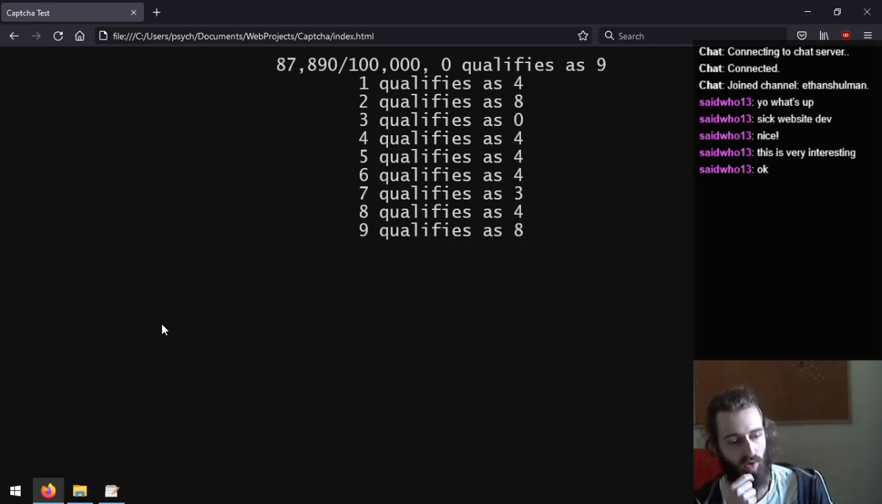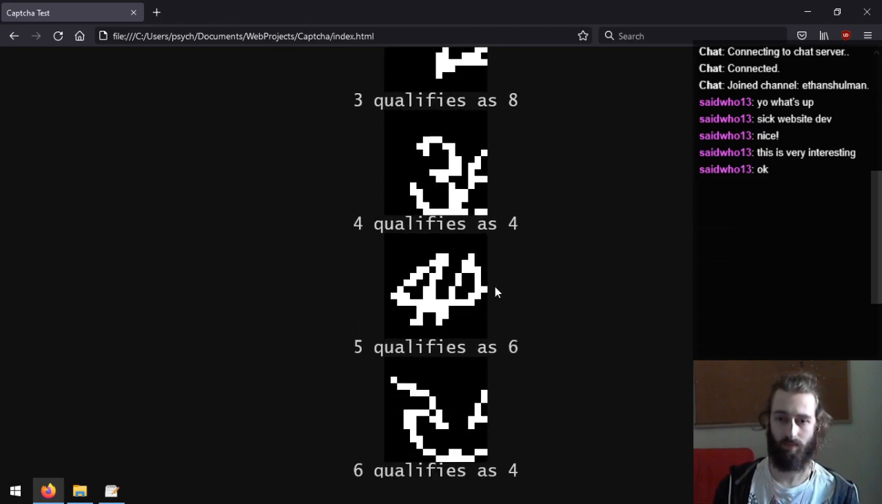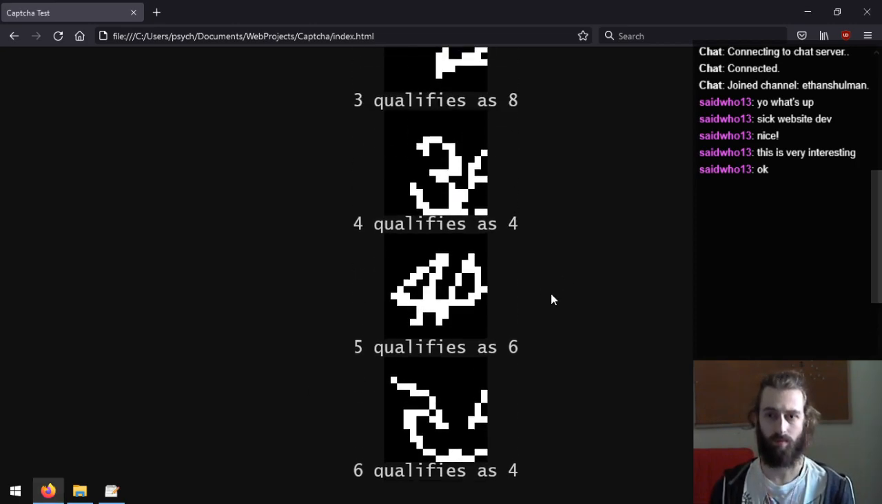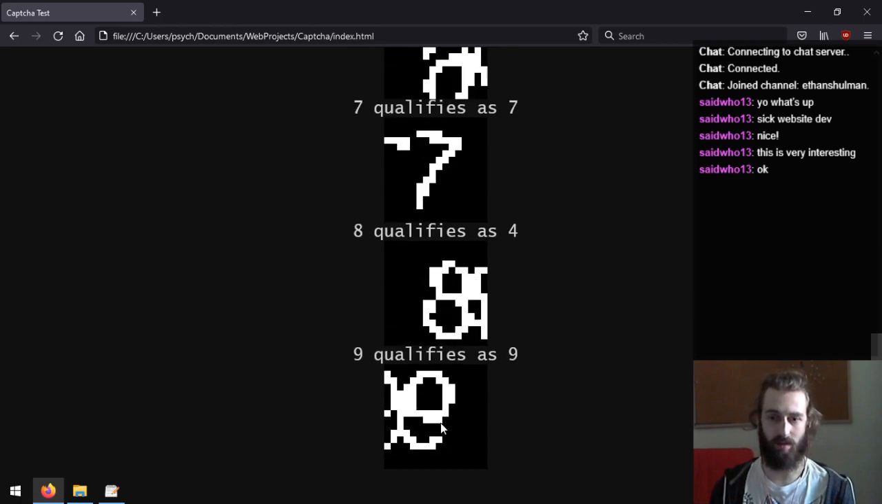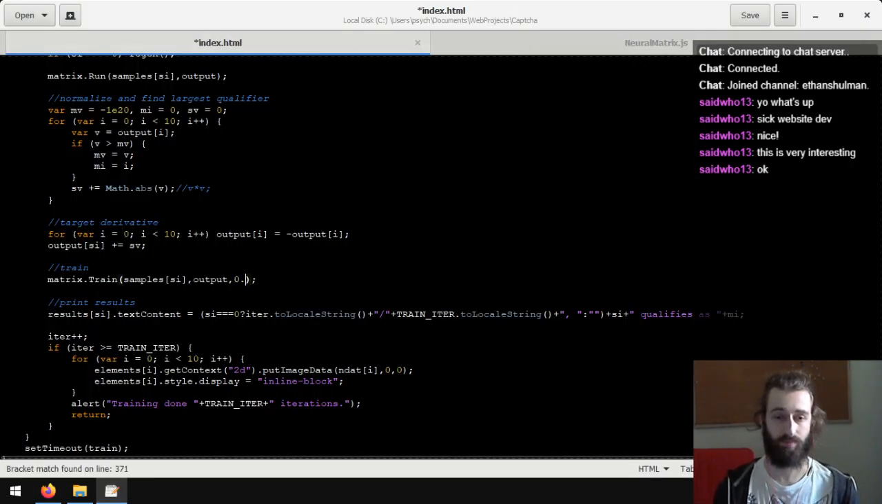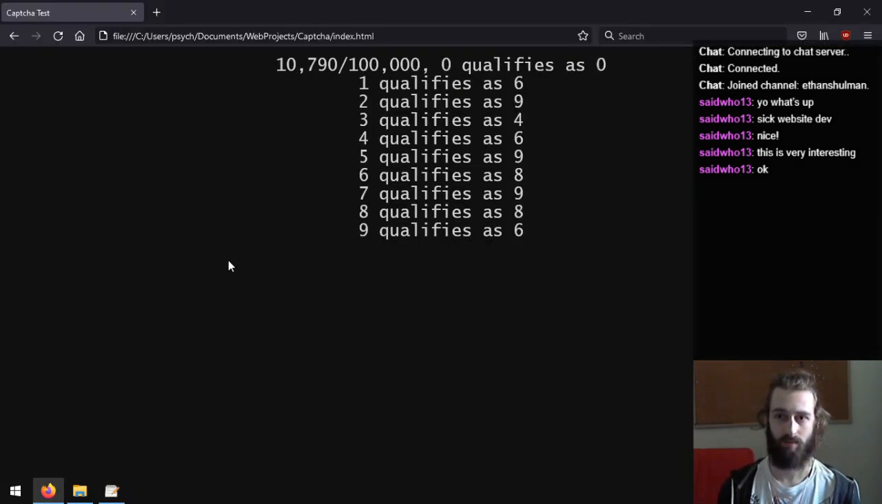I think this takes so long to train because there's so many combinations. Yeah, so 4 and 7 seem to be easiest to identify, and I guess 9. Interesting. So let's try a way lower training rate, just as a test.